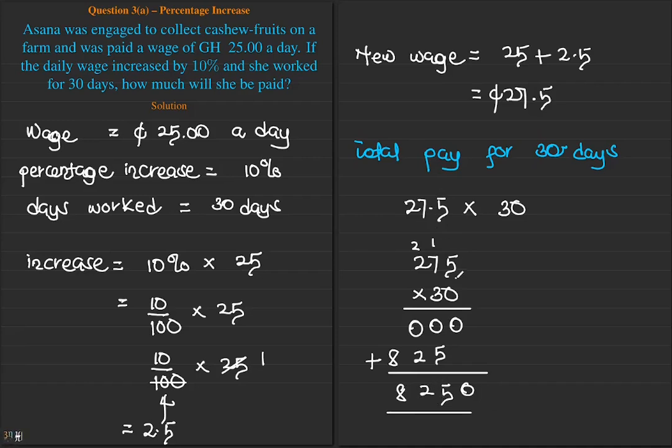But because there was a decimal, if you introduce that decimal here, it affects this as well. You see, because there was one decimal place, in our final answer we need to bring the decimal in toward one decimal place. So this becomes our final answer, and that is Asana's pay if she works for 30 days. So we can then conclude and say Asana will be paid 825 cedis by the end of the 30-day period. So this was question 3A, and I do hope you understood.